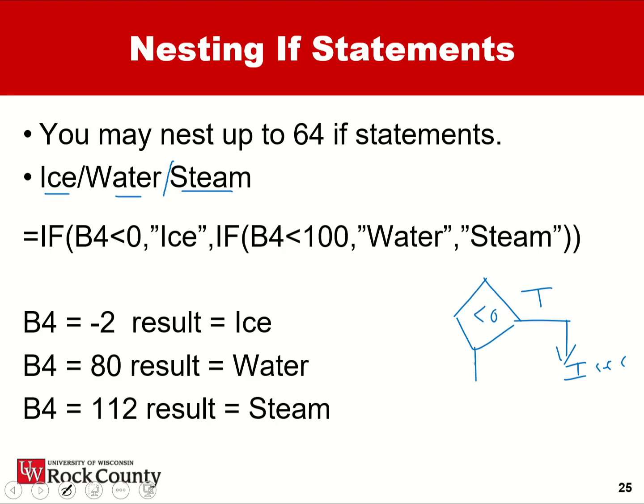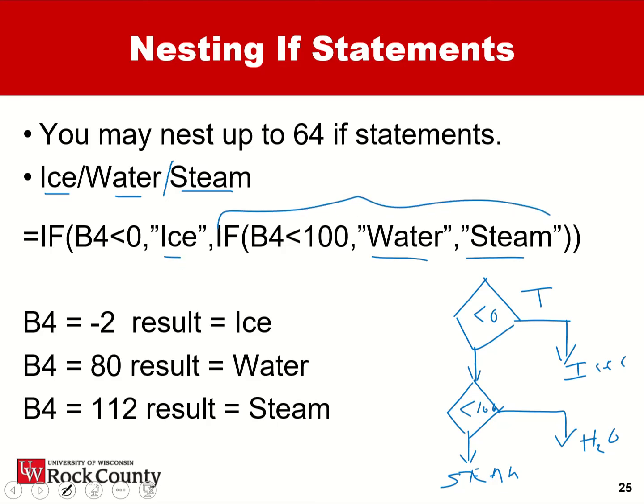If it's false, then I've got to check something else. And now I'm checking to see if B4 is less than 100, right? If it is less than 100, I have H2O, water. Otherwise, I have steam. Water, ice. So here is my nested IF statement in here. Okay, and you can test and put these values in and tell us what we have, right? If B4, it's going to test each of those cases.